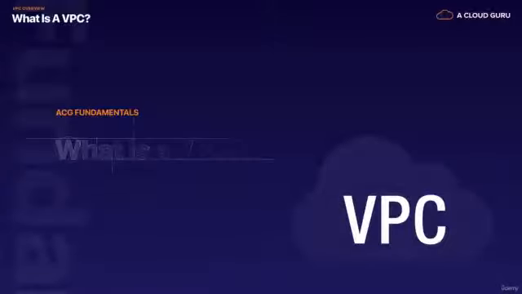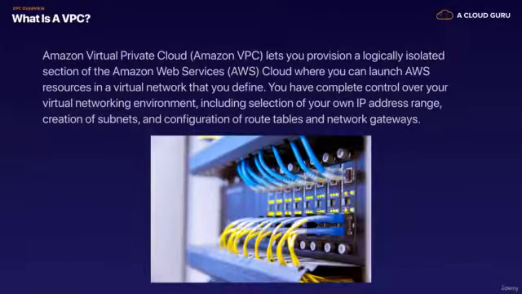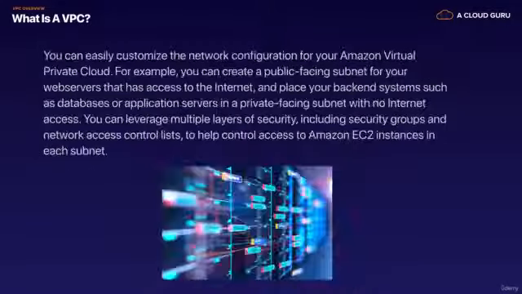So the question has to be asked, what is a VPC? And basically just think of a VPC as a virtual data center in the cloud. Amazon's virtual private cloud, Amazon VPC, lets you provision a logically isolated section of the Amazon Web Services cloud where you can launch AWS resources in a virtual network that you define. And you have complete control over your virtual networking environment, including selecting your own IP address ranges, creation of subnets, and configuration of route tables, as well as network gateways. And you can easily customize the network configuration for your Amazon virtual private cloud.